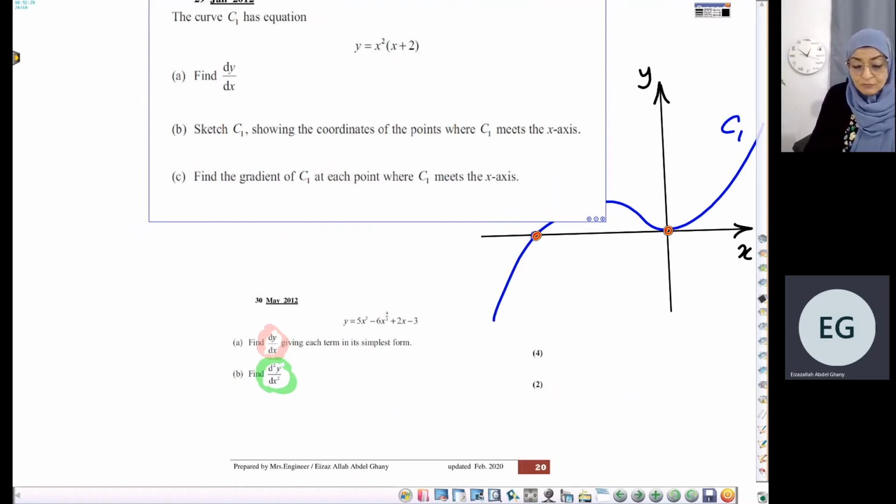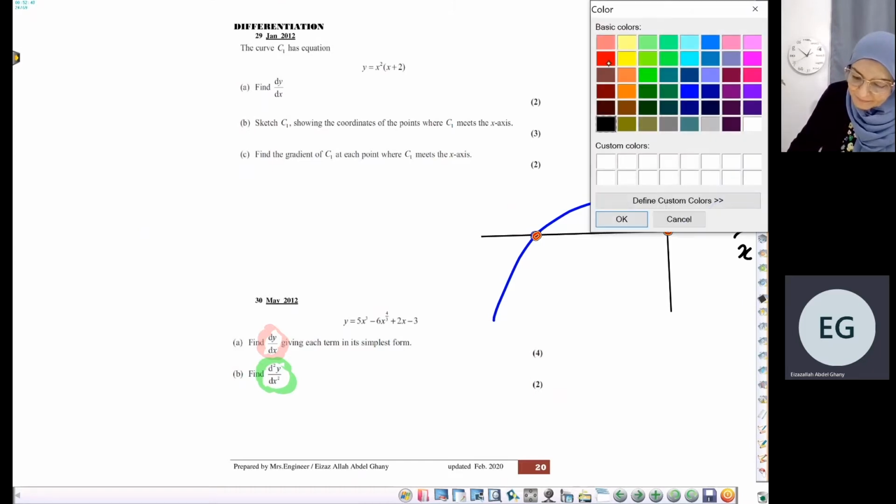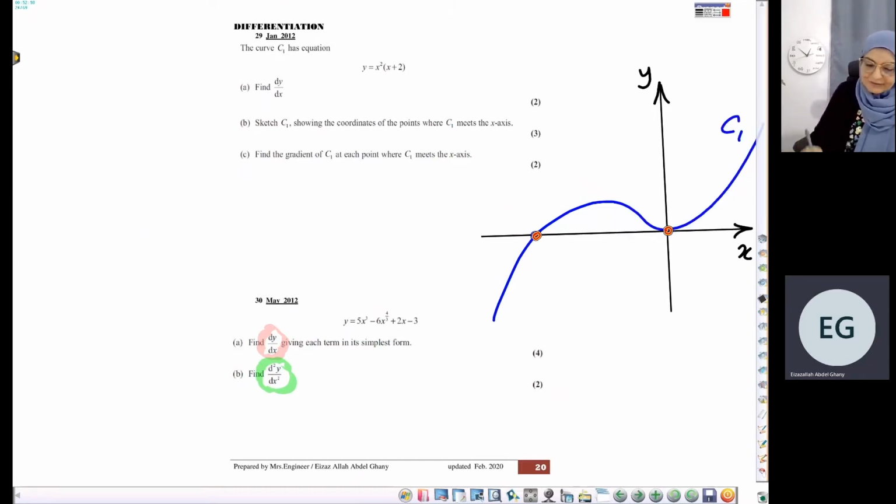First of all, he wants you to find the gradient of the tangent to the curve at any point. This is generic. The gradient of the tangent to the curve at any point is dy by dx. We cannot find dy by dx unless we expand. Expand, then differentiate. Let's expand. Take care of the titles.